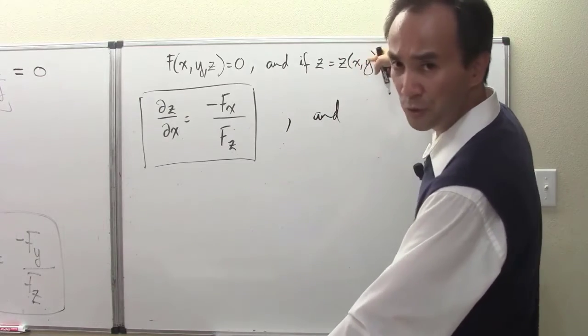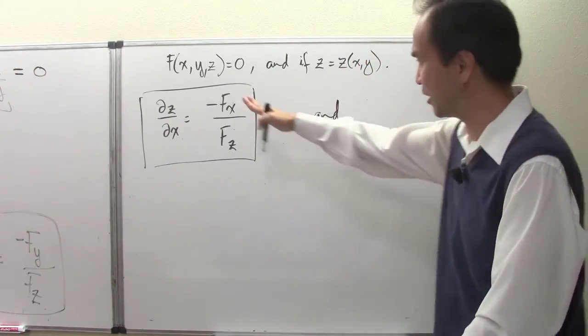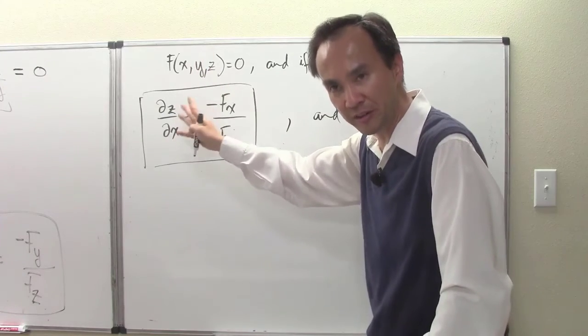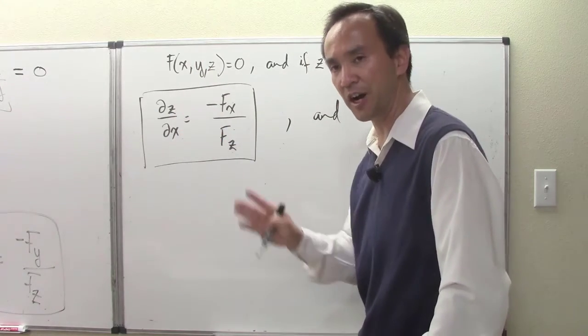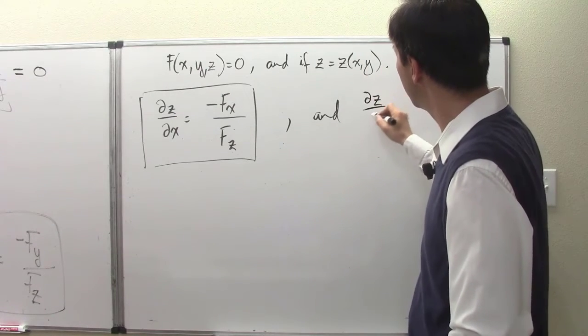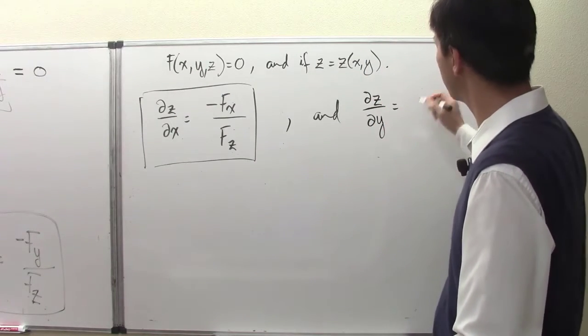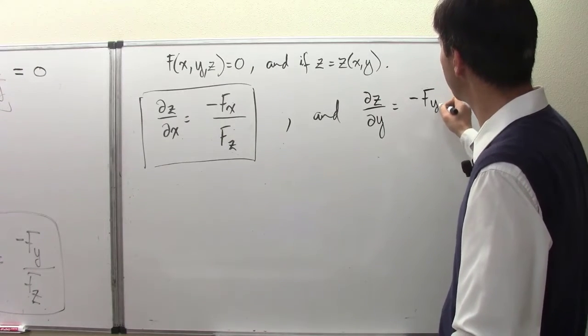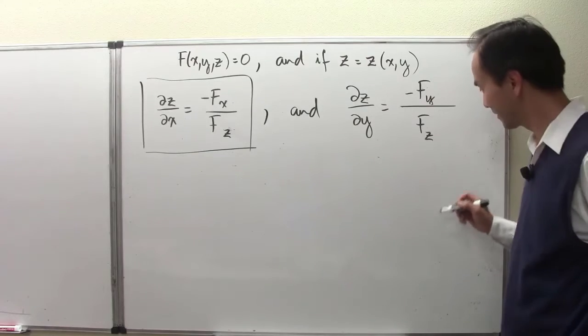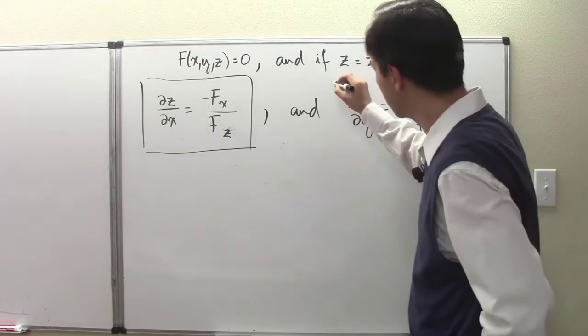Because we only have two final variables right here, out of this equation there can only be two partial derivatives involved that we can find implicitly. And so the other one was dz/dy, and we can find that by minus fy over fz. Okay, so that's another formula.